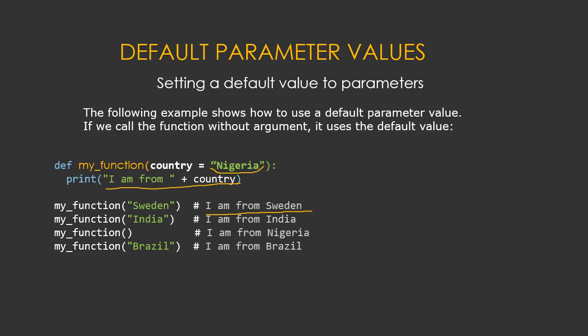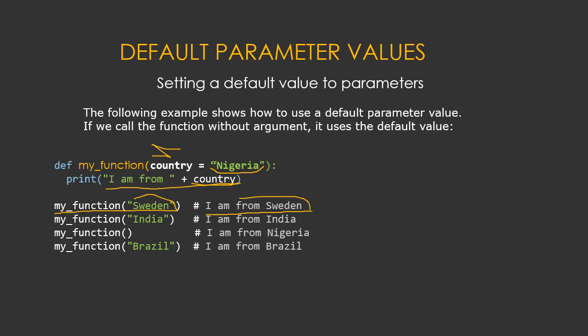So right here we say print "I am from" country, which is this country over here. Once we are calling the function and we specify a value to it, here we specified a value called Sweden, so this will simply print I am from Sweden.